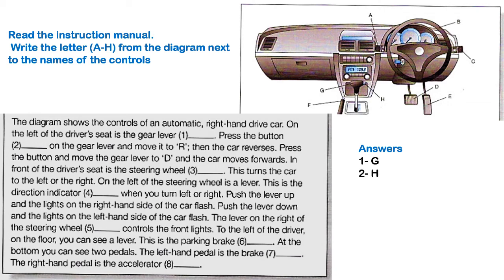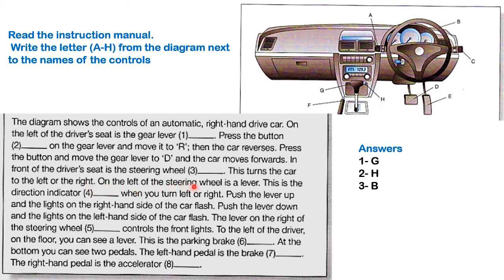Alright, let's continue. Press the button and move the gear lever to D, and the car moves forward. In front of the driver's seat is the steering wheel. The steering wheel is which letter? Letter B. That's the steering wheel. This turns the car to the left or the right. So the steering wheel turns the car to the left or the right.